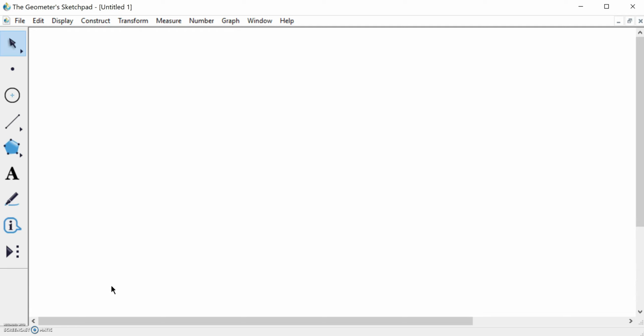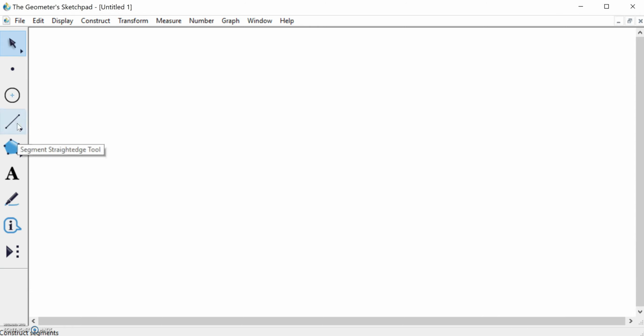CCSS.Math.Content.HSG.CO.C.11, which says: prove theorems about parallelograms. Theorems include: opposite sides are congruent, opposite angles are congruent, the diagonals of a parallelogram bisect each other, and conversely, rectangles are parallelograms with congruent diagonals.